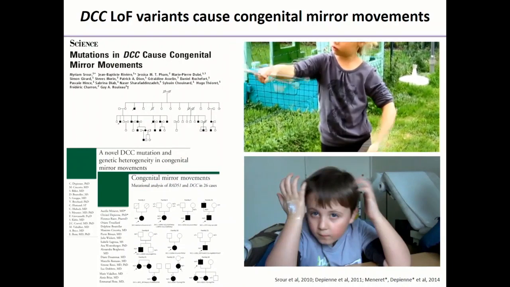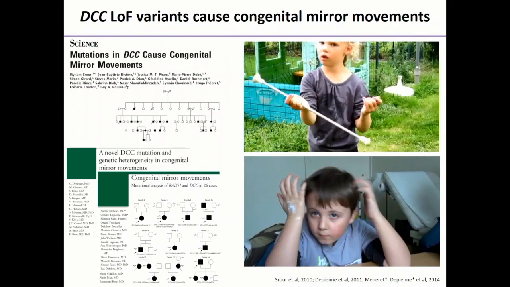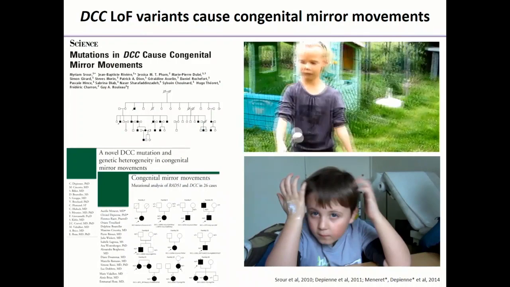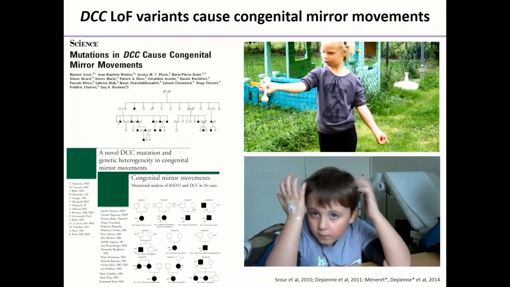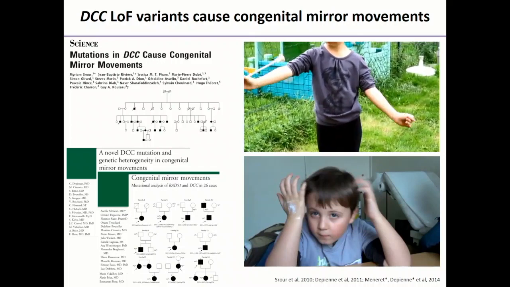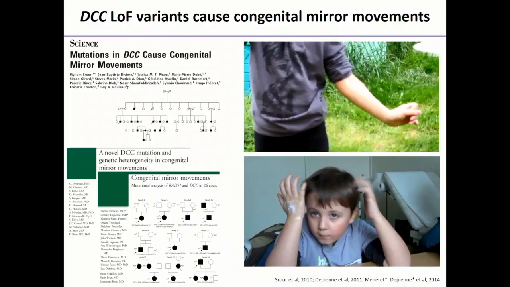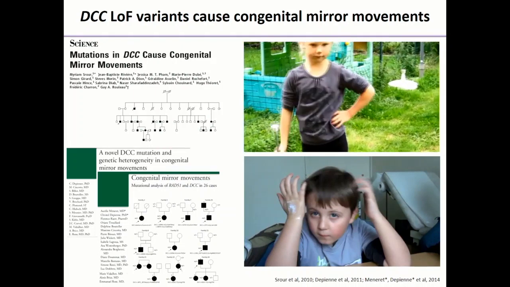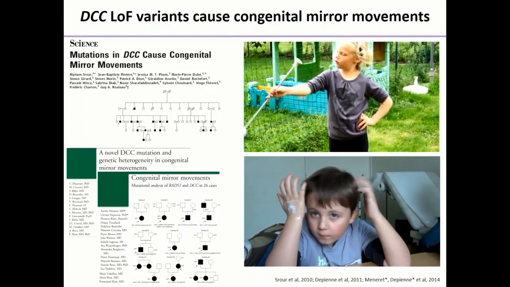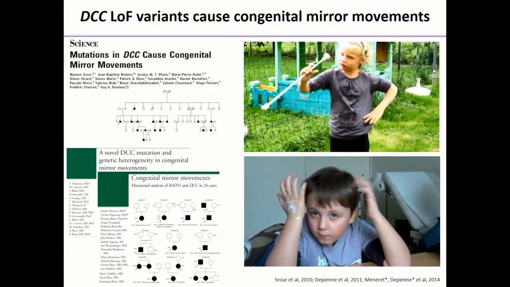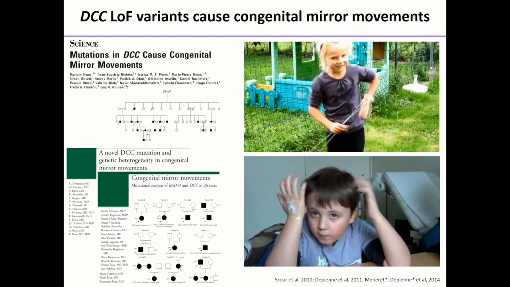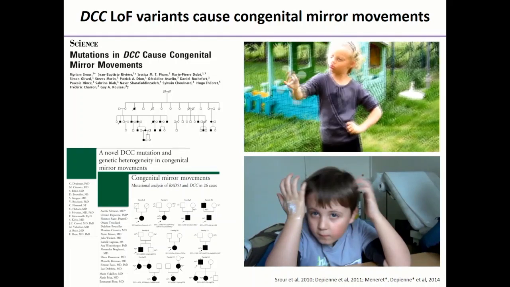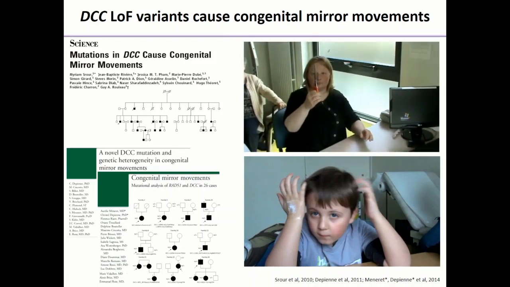But actually, we knew that mutation in DCC already caused another condition named congenital mirror movements. And actually, we contributed to describe patients with mirror movements. So as you can see here, mirror movements are involuntary movements performed on one side of the body that are identical and synchronous to movement performed voluntarily on the other side. So you can see this. You can see here.